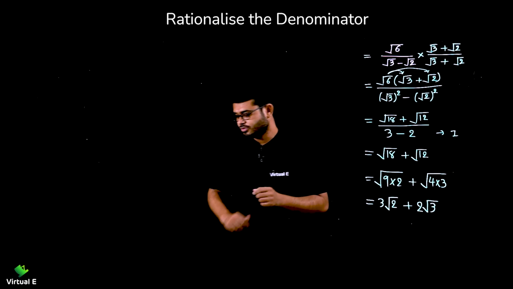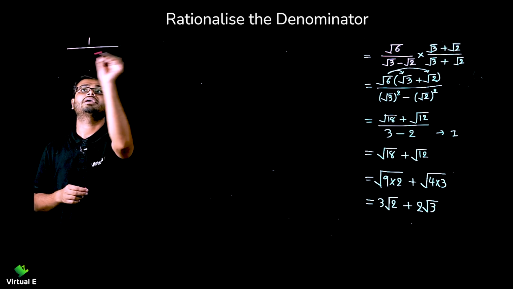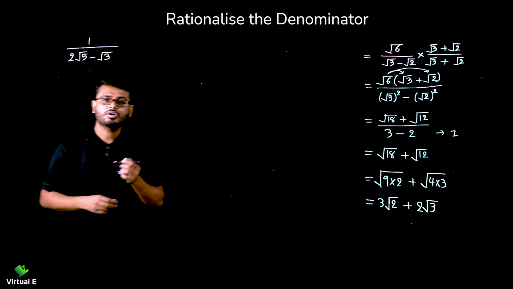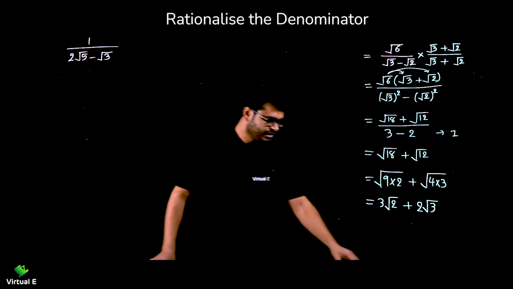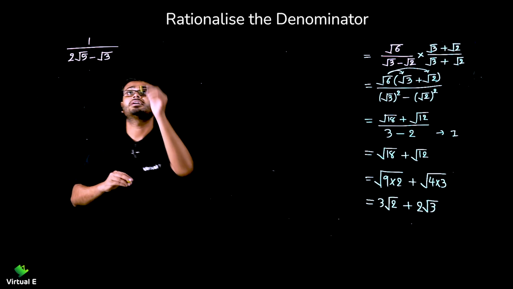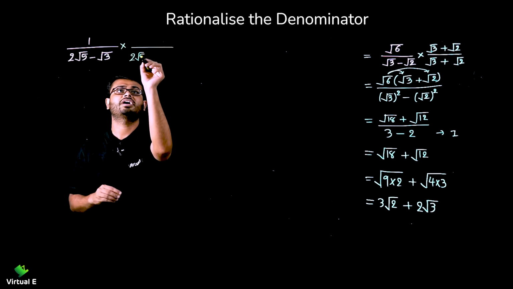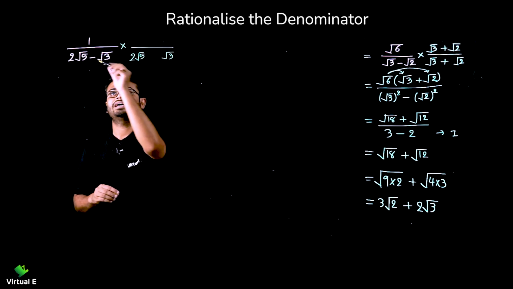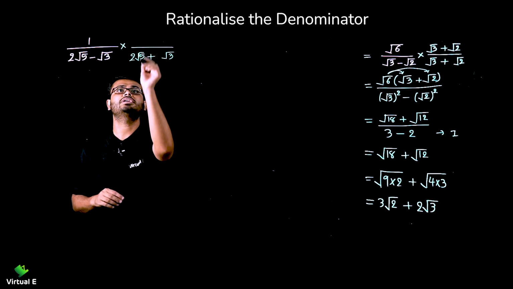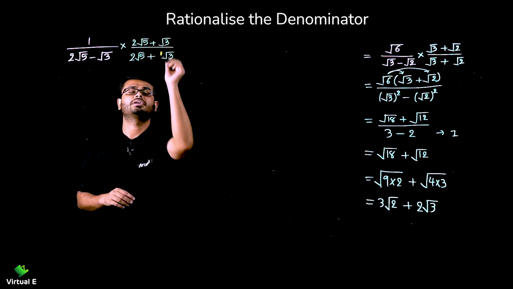Let's discuss one more question over here. So let's start with the question: 1 by 2 root 5 minus root 3. So how do we rationalize the denominator in this case? It is the same as the previous one only, nothing much to do. So let's start. First of all, let's write the same terms here, 2 root 5 and root 3. As this is minus, we will be writing positive here. Now exactly the same two terms in the numerator, 2 root 5 plus root 3. Done.